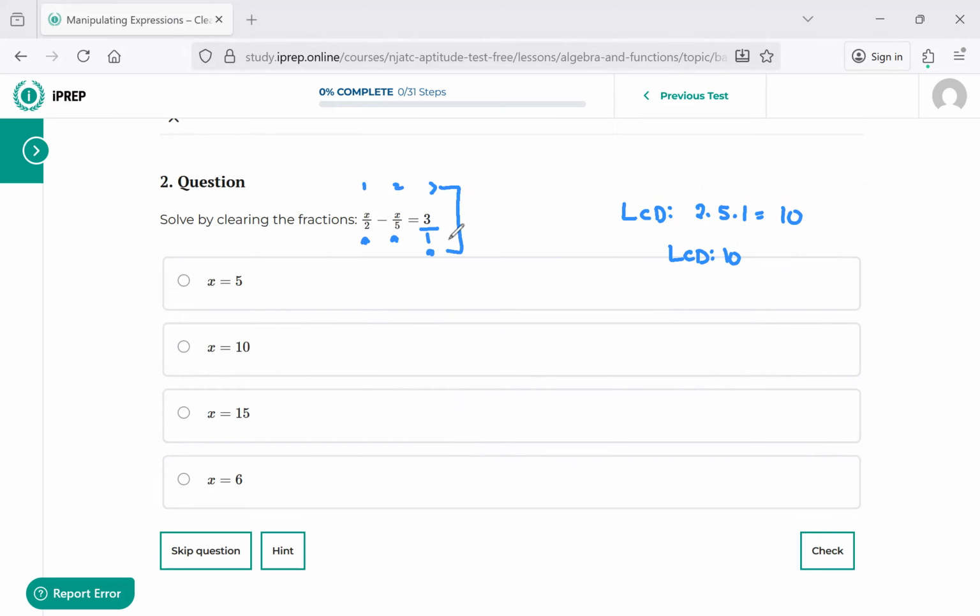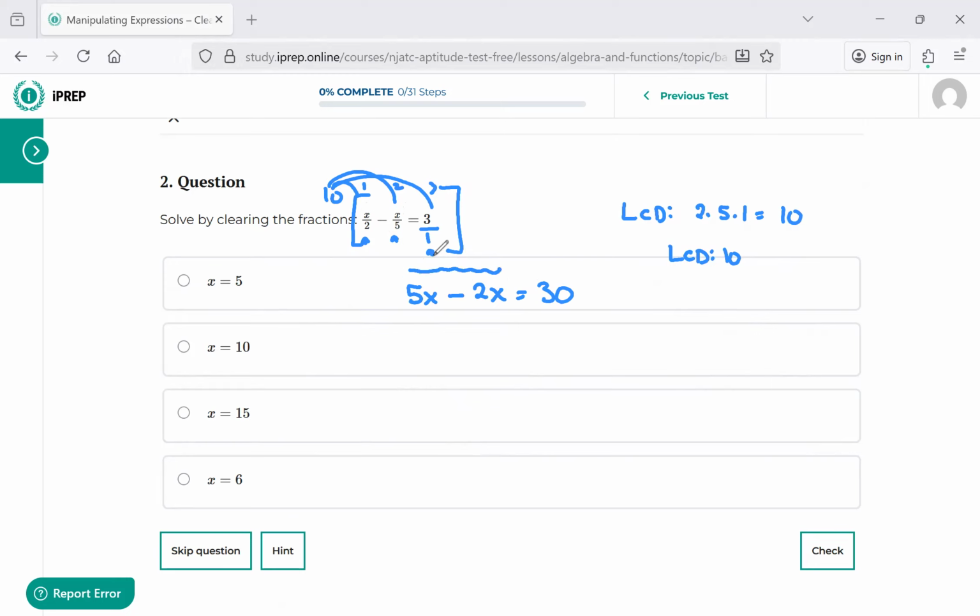Okay, so I'm going to multiply everything by 10, and let's see what we get. So what's 10 times x over 2? Well, I know that 10 divided by 2 is 5, and then you have an x. What's 10 times, careful, there's a minus in the middle. What's 10 times x over 5? Well, I know that 10 divided by 5 is 2, and then you have an x, so that's 2x. And then what's 10 times 3? 30.